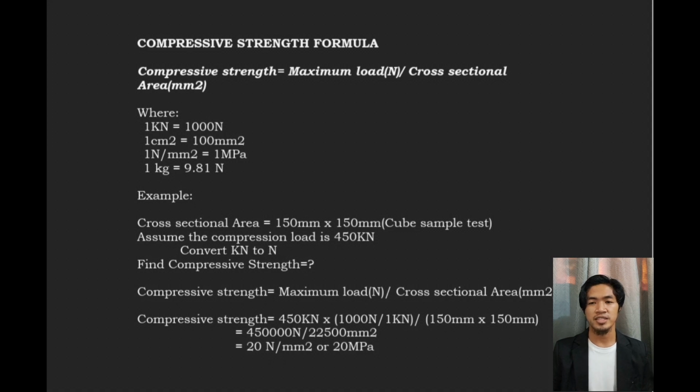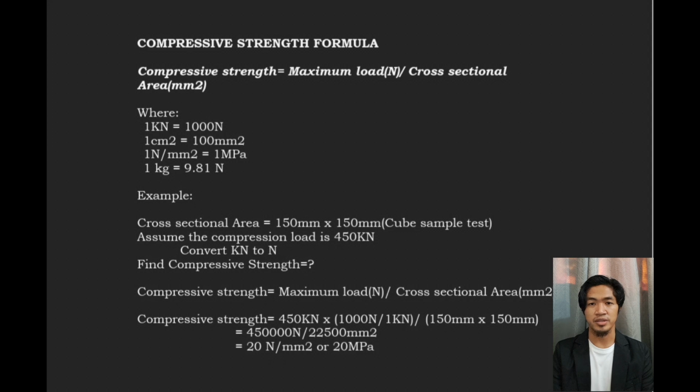So i-convert natin yan into newton kasi ang compression strength is ang unit niya newton per millimeter squared. So find the compressive strength. So compressive strength, 450 i-convert natin into newton. So ilalagay natin sa denominator yun.